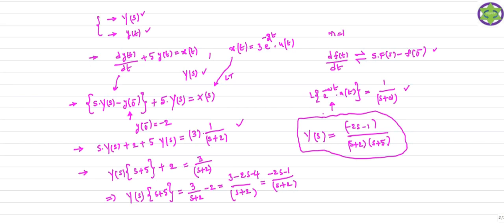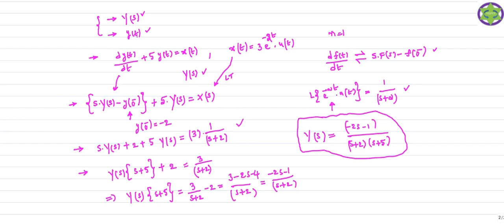If you want to find Y of s, you should know the differentiation in time property of the unilateral Laplace transform, because here the initial conditions are given. Whenever initial conditions are given, use the differentiation in time property of the unilateral Laplace transform. Don't use the bilateral Laplace transform differentiation property. I already explained in the last class that the bilateral and unilateral Laplace transforms give different results.